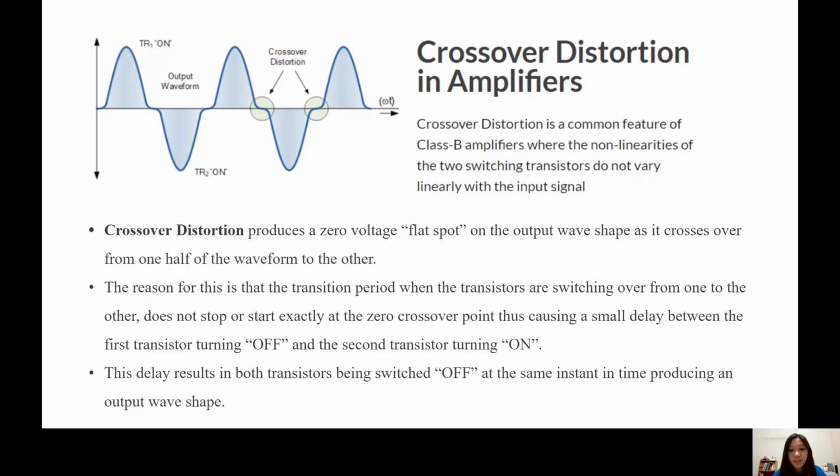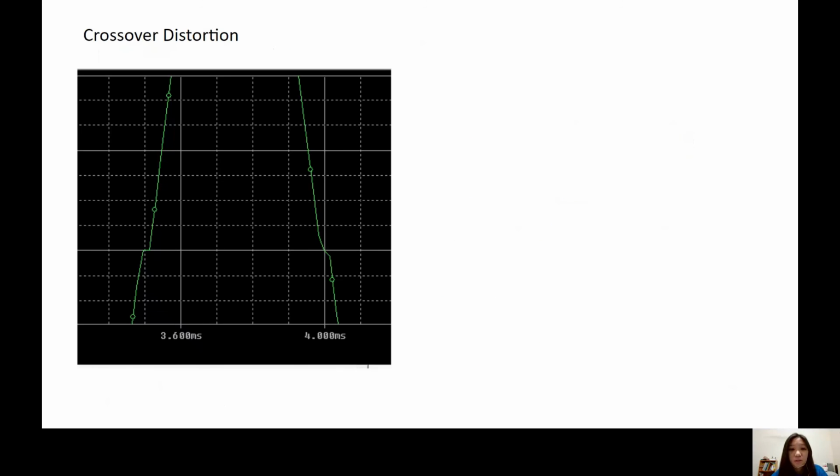The reason for this is that the transition period when the transistors are switching over from one to the other does not stop or start exactly at a zero crossover point, thus causing a small delay between the first transistor turning off and the second transistor turning on. This delay results in both transistors being switched off at the same instant. This is an output waveform of our project circuit simulation, and as you can see, there is a slight crossover distortion in the waveform.